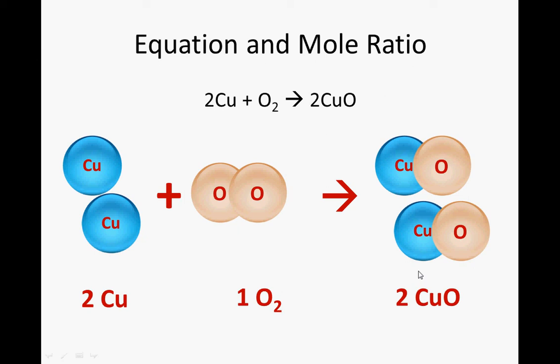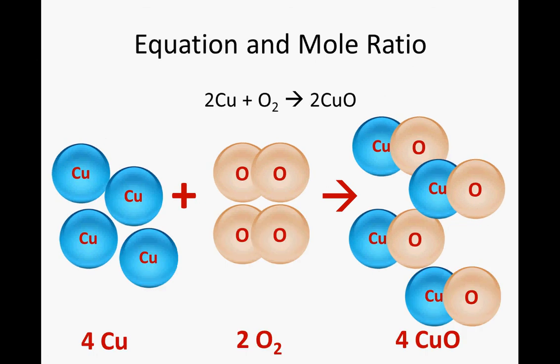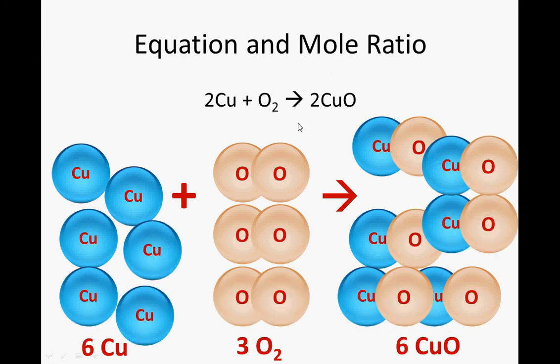But it's not the only case. This is also a possible case, right? If you have 4 Cu, 2 oxygen molecules, you can still find 4 CuO. By this equation, you can also tell this. The next is if you have 6 Cu, 3 O2, you can also have 6 CuO.